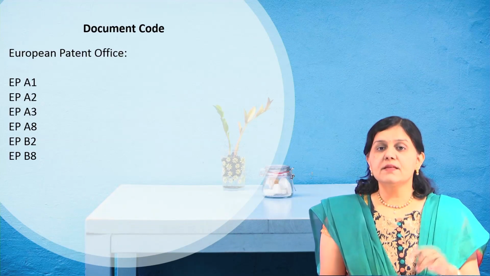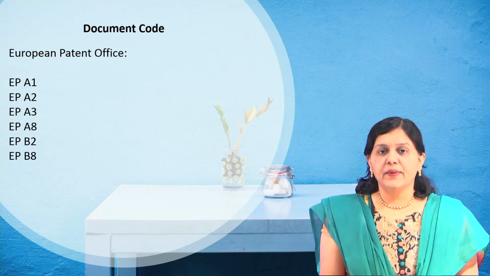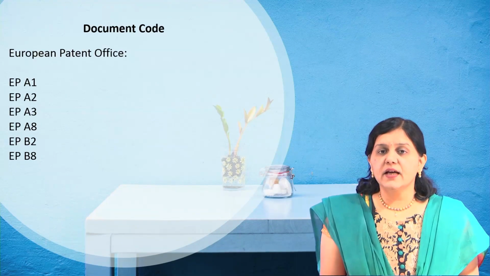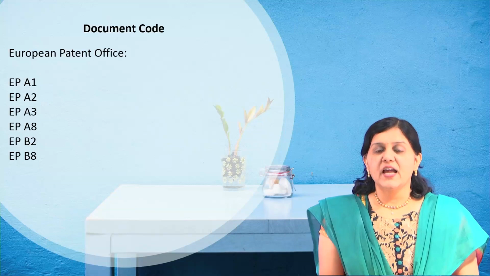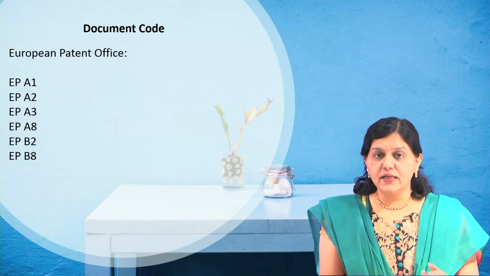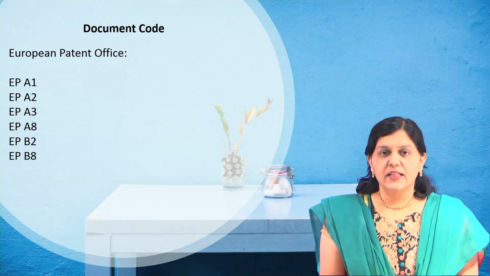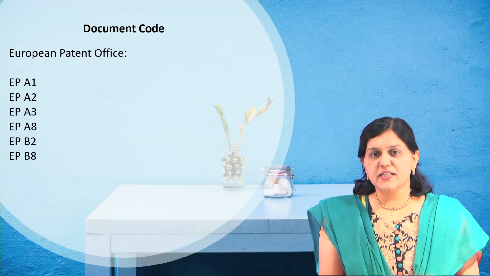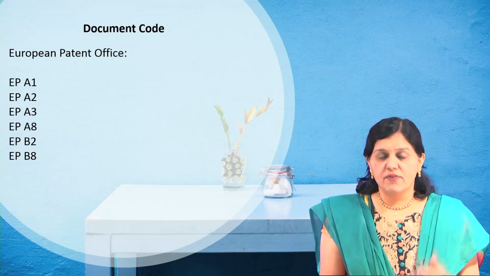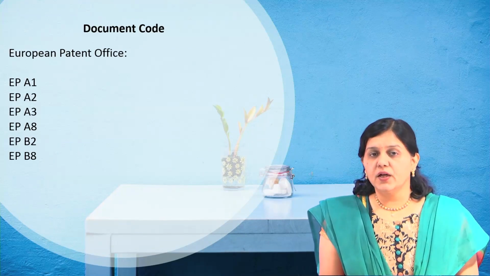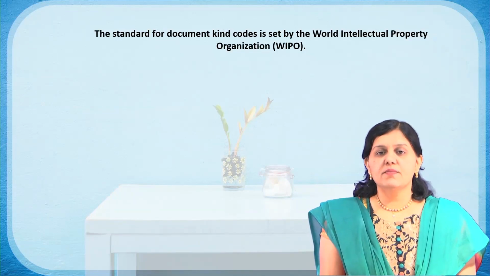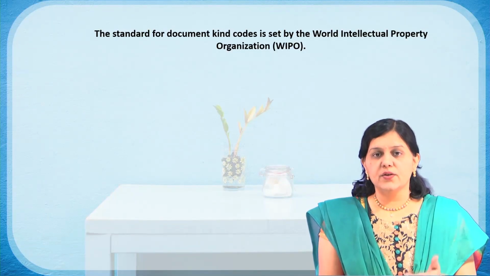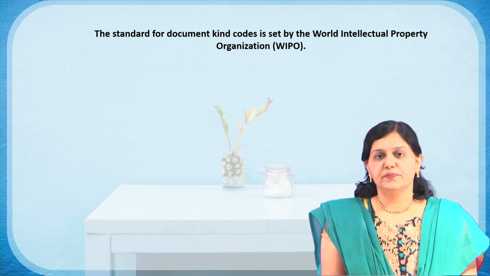EP A3 is the publication of a search report. EP A8 is a corrected title page of an EP A document. EP B2 is a patent after modification. Then EP B8 is a corrected front page of an EP document. So, this is the EP system, that code system is followed. You can go through the list in more detail. This is about the European patent system, the European system of kind codes. Please check.